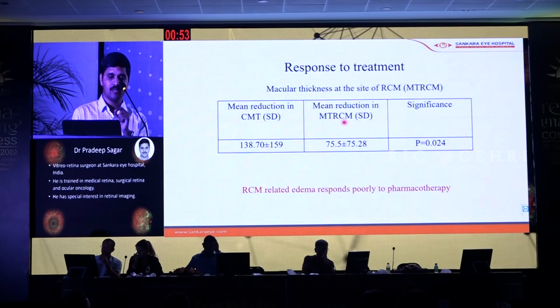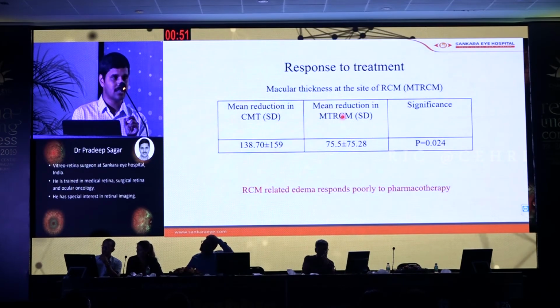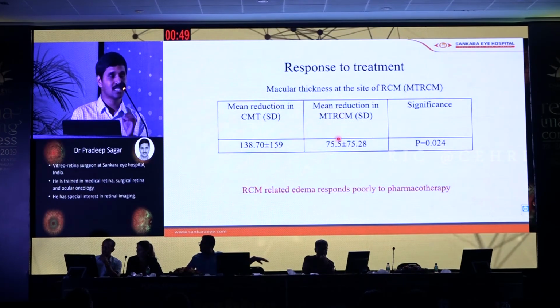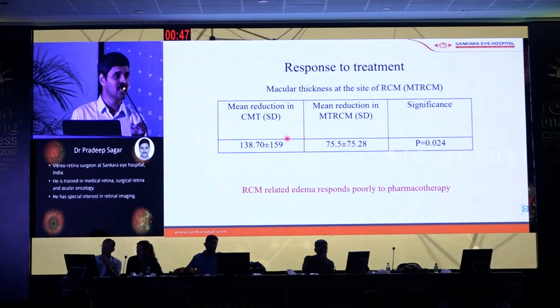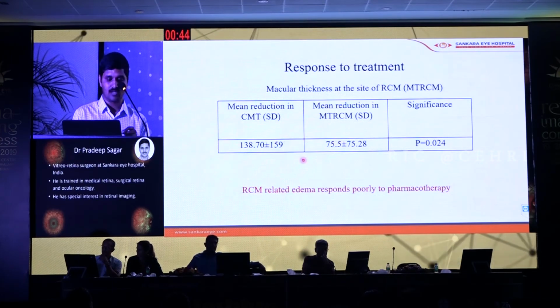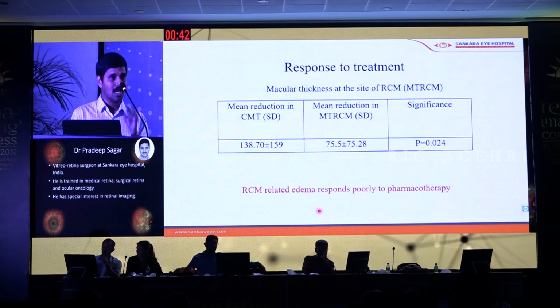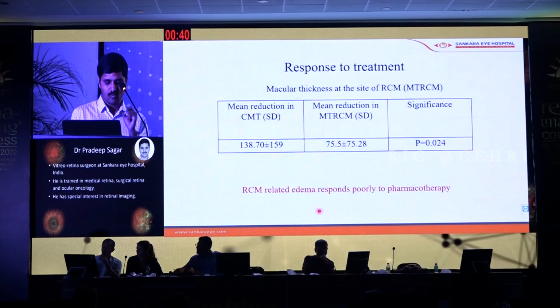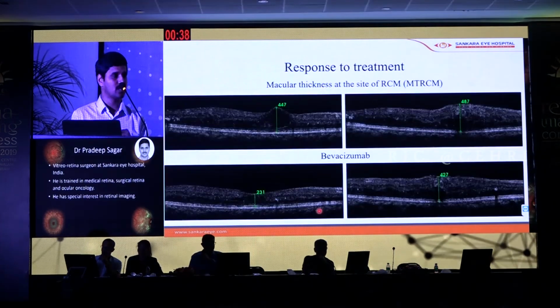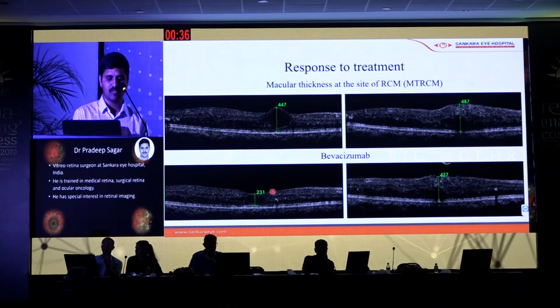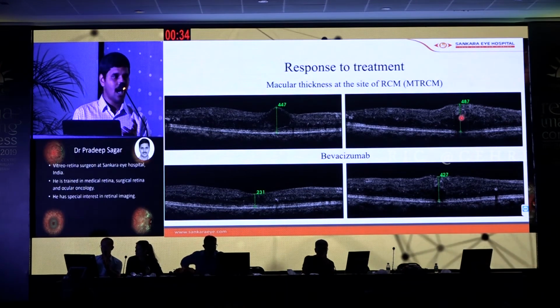What we could see was the mean reduction in the macular thickness adjacent to the RCM was significantly lesser when compared to the mean reduction in central macular thickness. So we assumed that the RCM related edema is the one which is responding poorly to pharmacotherapy. So this is a representative example where we can see that the RCM related edema didn't come down significantly, whereas the central macular thickness has become normal post bevacizumab.